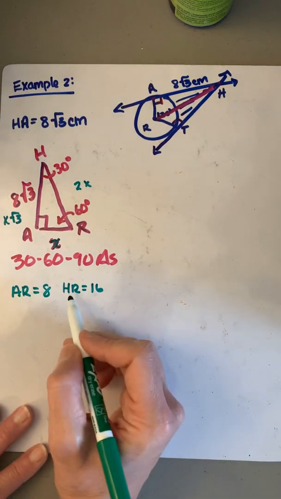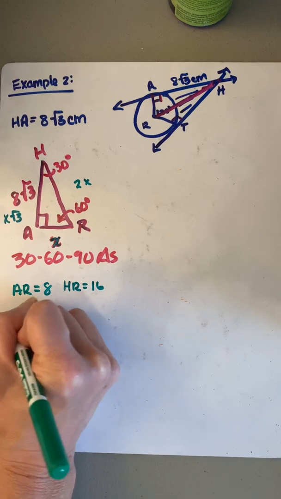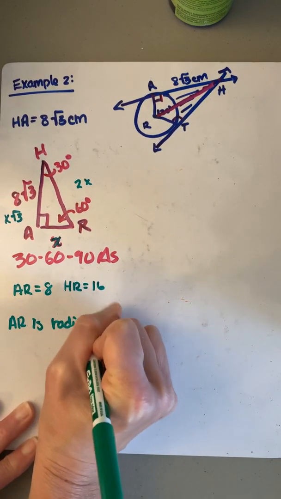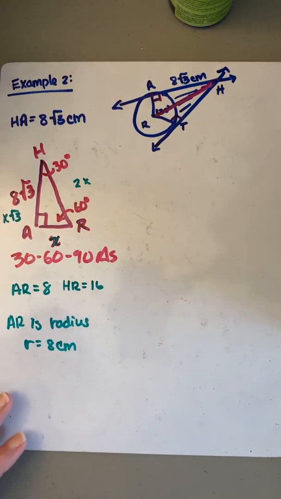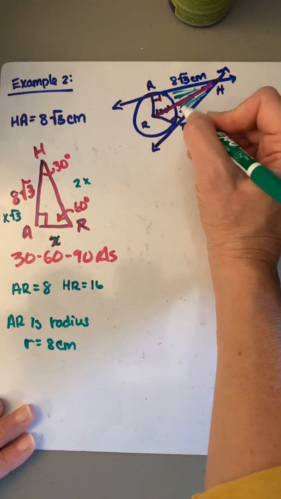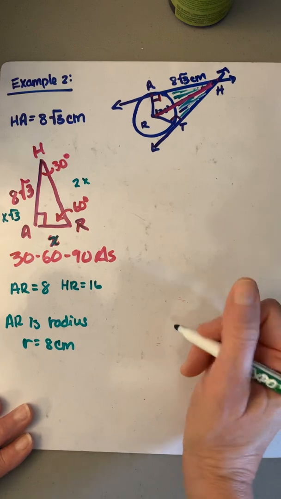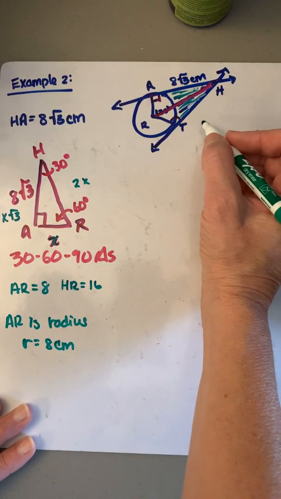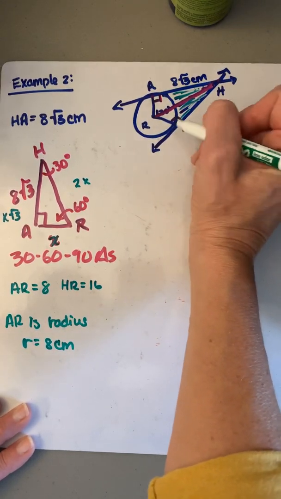Okay, so now we've got a little bit more information. AR is also the radius of the circle. So the radius is, now we know, 8 centimeters. And this part right here is shaded. So what we're trying to find is the area of this shaded part. So we can find the area of this triangle and double it because there are 2.